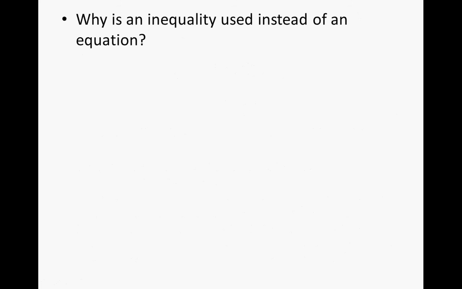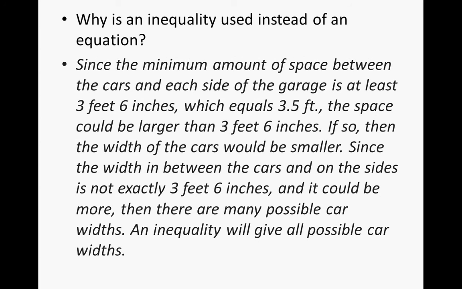So why is an inequality used instead of an equation? Well, since the minimum amount of space between the cars and each side of the garage is at least 3 feet 6 inches, which is 3.5 feet, the space could be larger than 3 feet 6 inches. If so, then the width of the cars would be smaller. Since the width in between the cars and on the sides is not exactly 3 feet 6 inches, and it could be more, then there are many possible car widths. An inequality will give all possible car widths.